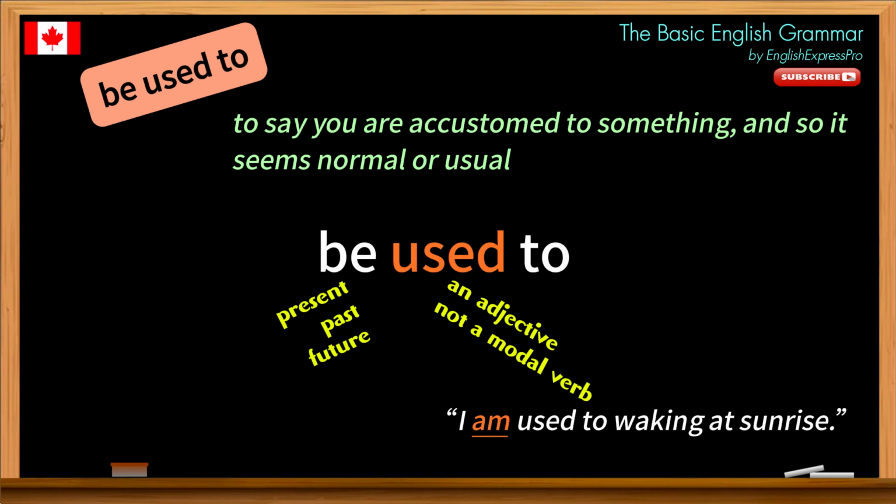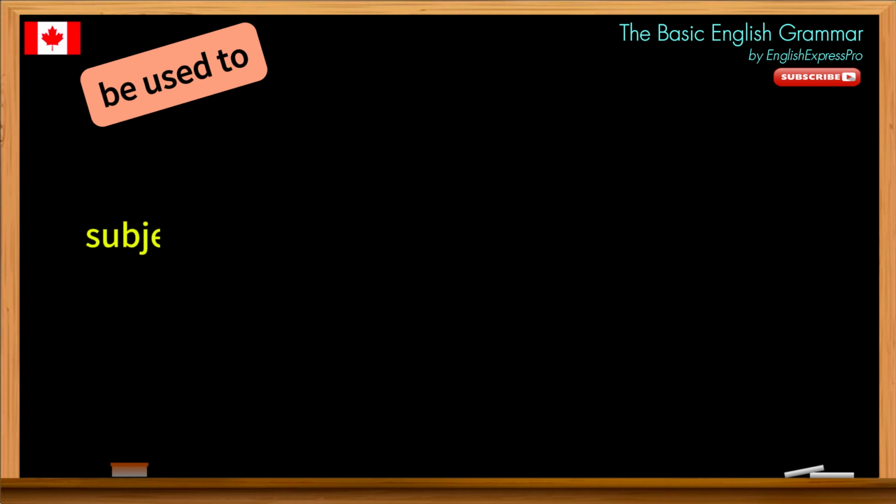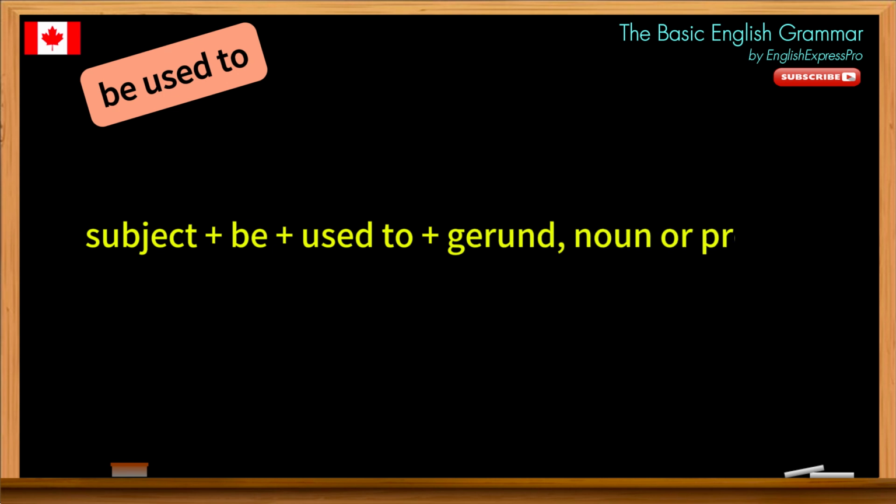The sentence structure goes like this. Subject plus be plus used to plus gerund, noun, or pronoun. In other words, the phrase be used to will be followed by some kind of noun, whether gerund or otherwise. You may remember that a gerund is a kind of noun that ends in ing. Listen to a few examples, including my own. Pay attention to the verb tense of be, and note that nouns follow be used to.